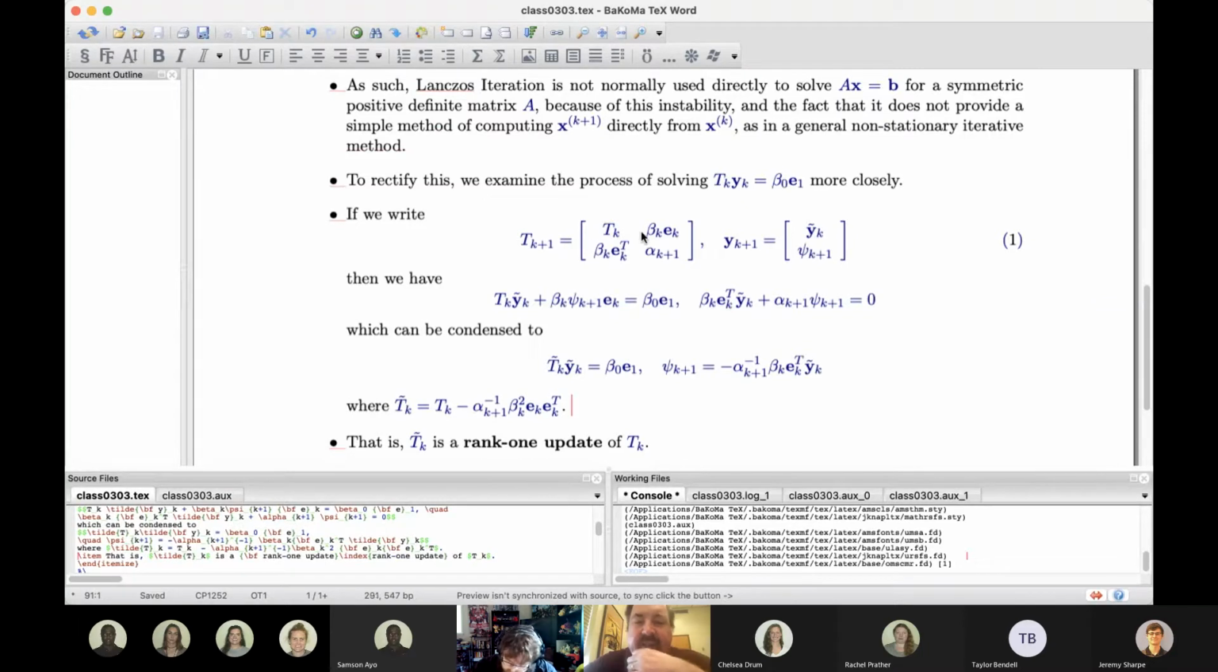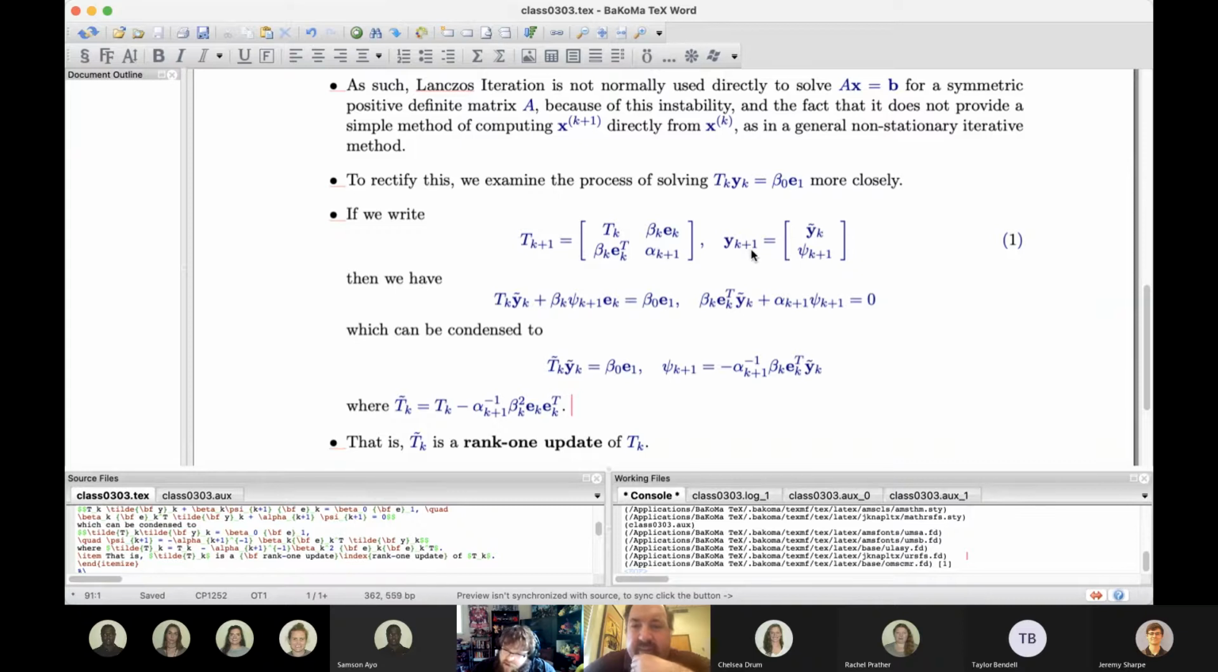Now remember, Tk is tridiagonal, and how do we get from Tk to Tk plus 1? We keep Tk, and then we add a row and a column to it. And remember, it's tridiagonal, so we're going to have a new alpha here, because from the previous notes, Tk had alpha 1, alpha 2 down the diagonal, and then betas down the super diagonal, and same betas down the subdiagonal. So it's just 3 entries: we add beta k in this spot, beta k in this spot, and then alpha k plus 1 on the diagonal.